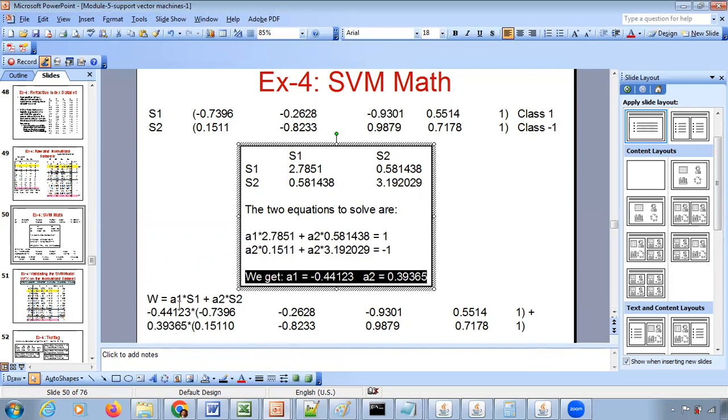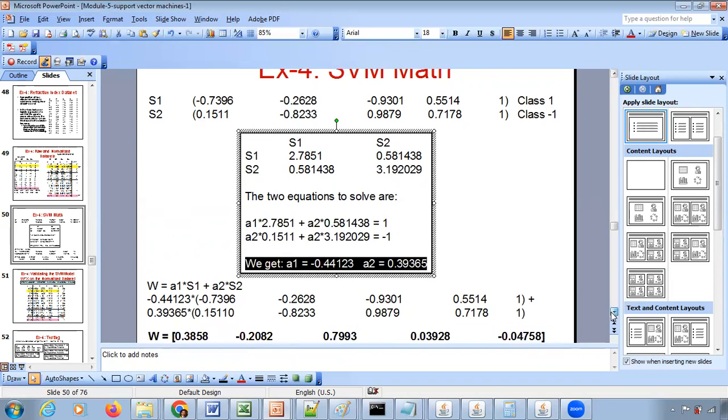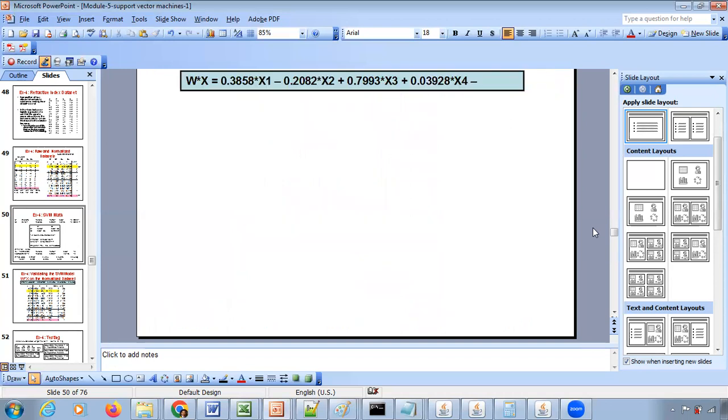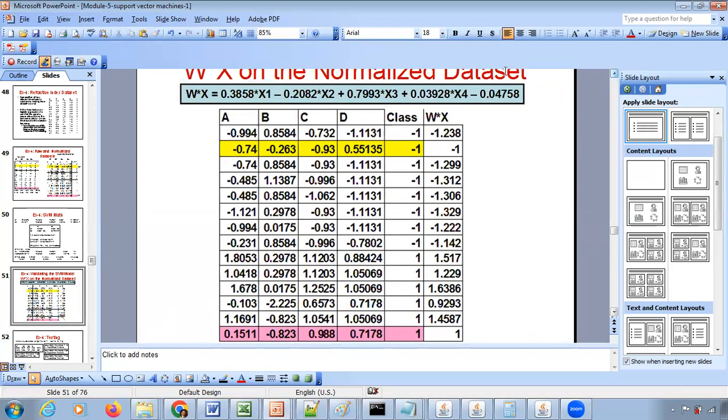Then W equals A1 S1 plus A2 S2. Do the math, and this is what we get as theta 1, theta 2, theta 3, theta 4, and then the bias B. Since we have 4 features, we get 4 theta parameter values, and then the bias B. So we can compute W times X, which is theta 1 X1 plus theta 2 X2 plus theta 3 X3 plus theta 4 X4 plus bias, accommodating the sign of each parameter.